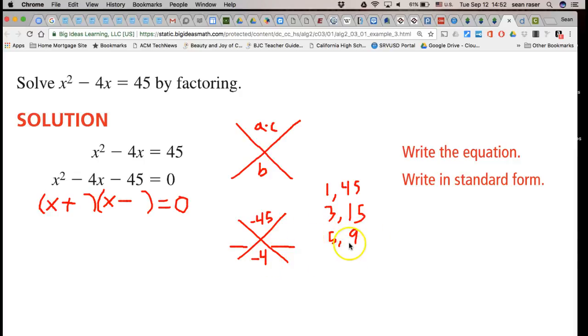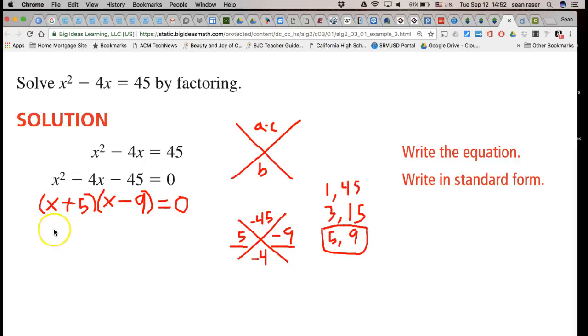Now, in order to get negative 4, we have to figure out which one of these two terms is our negative and which one is positive. Well, if we did positive 9 and negative 5, that would give us positive 4. So we know that this is going to be positive 5 and negative 9. Those are going to be the two numbers that multiply together to give us negative 45 and add up to give negative 4. So when we factor, those become our answers. We put them in here.